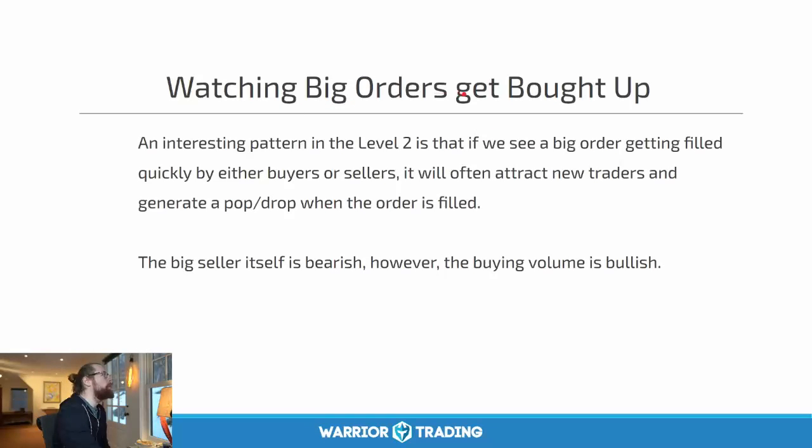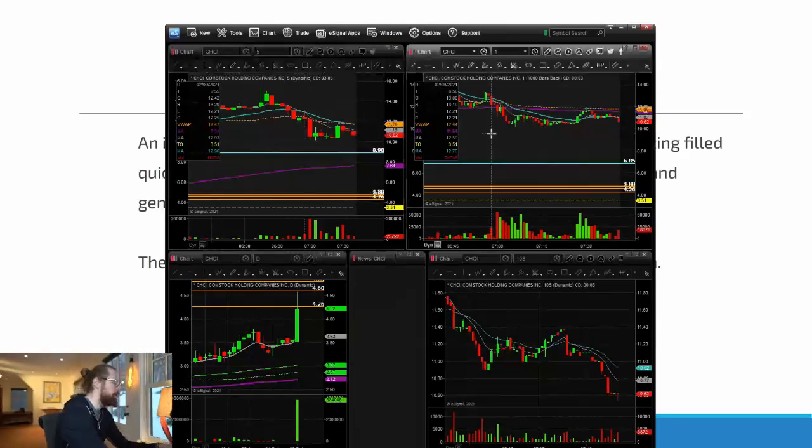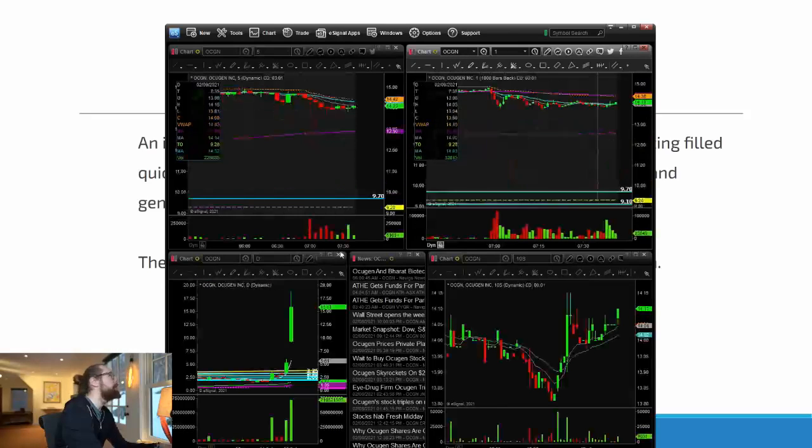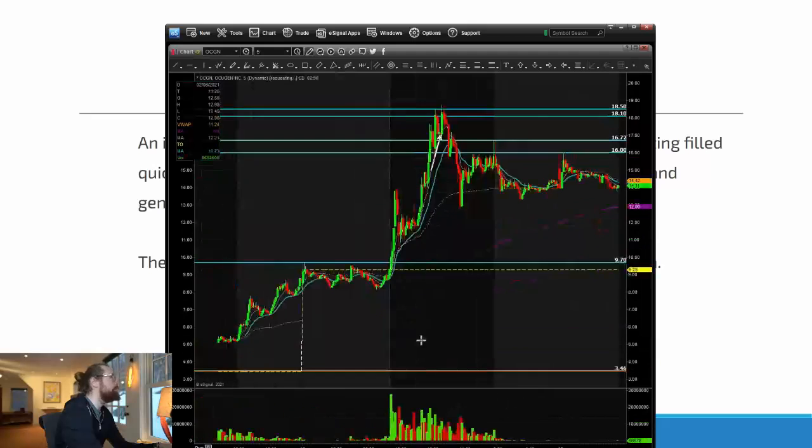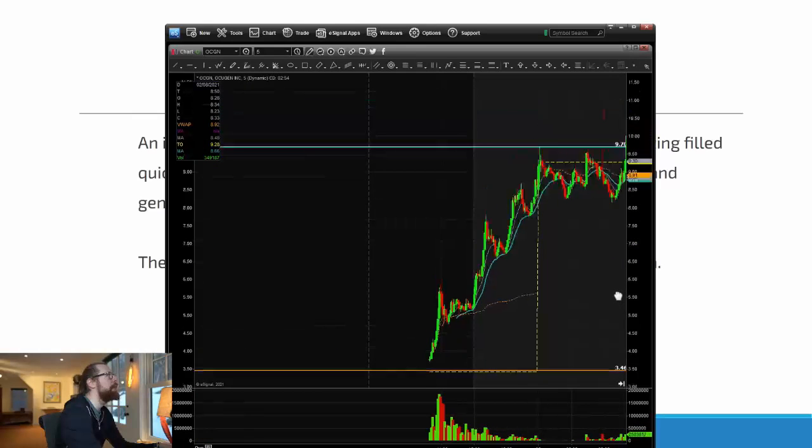So watching the big orders get bought up, that's that interesting pattern that we see, and that will often attract new traders and generate a pop when the order is filled, especially when it's a break through a critical resistance level. And I can't tell you how many trades I've had where we've had a critical resistance level. We had it yesterday on OCGN. OCGN pre-market, let's see. So let me just back this up. So pre-market had a high of 970.